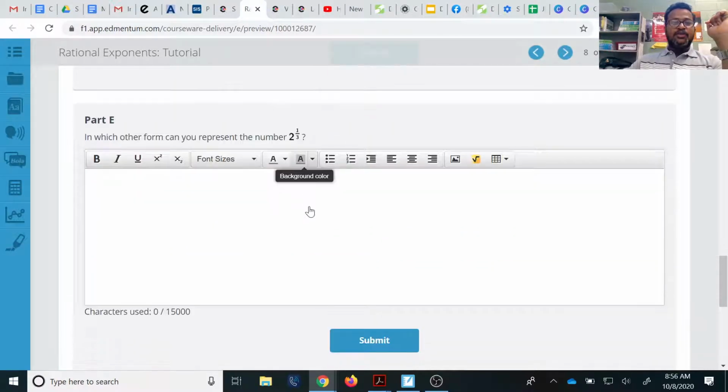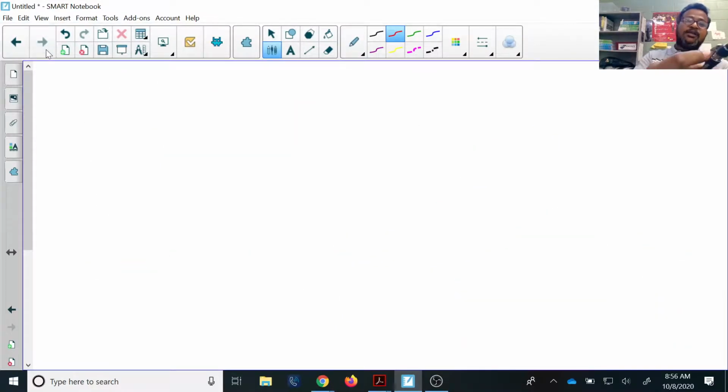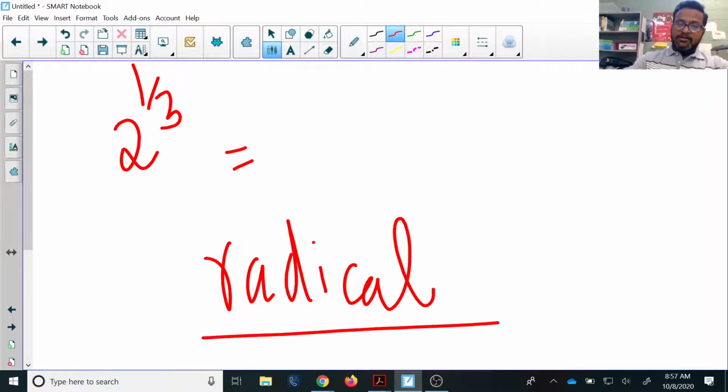Okay, and then, in which other form can you represent the number 2 to the 1/3? This one I don't expect you to answer correctly, because this is what we are going to see from the next slide onwards. But still, I just want to give you a heads up. Any rational exponent, 2 to the 1/3, can be written as a radical.